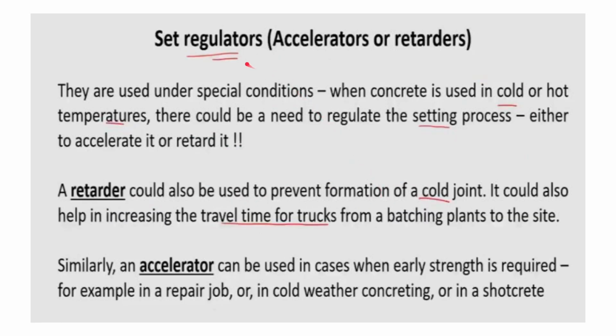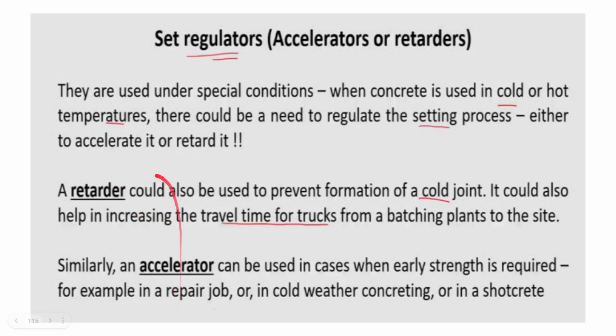Let us come to the role of accelerator or retarder. They are used mainly under special conditions. When concrete is used in cold or hot temperatures, there is a need to regulate the setting process; we need to either accelerate or retard it. These regulators are also used for mass concreting, because as we all know, the process of hydration is an exothermic process. If a lot of casting occurs, the heat liberated will be very high, and that will result in inhuman conditions of working, and it may also result in honeycombing and crack formation.